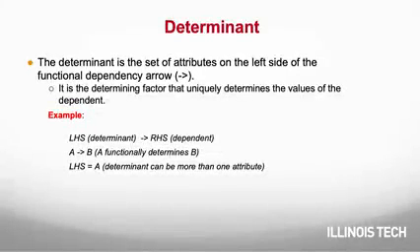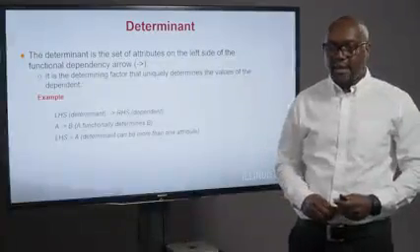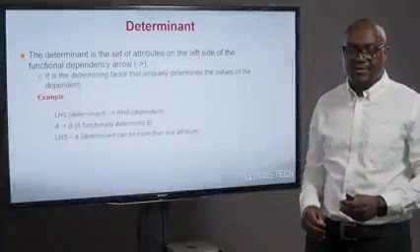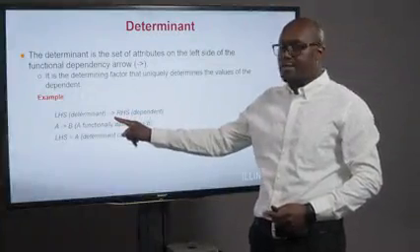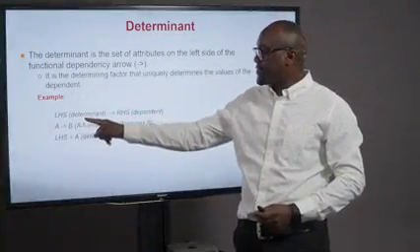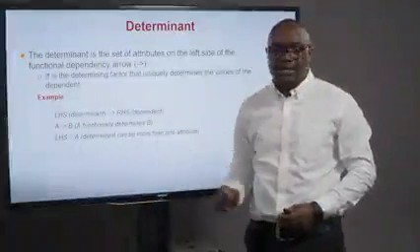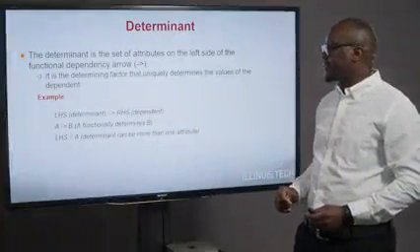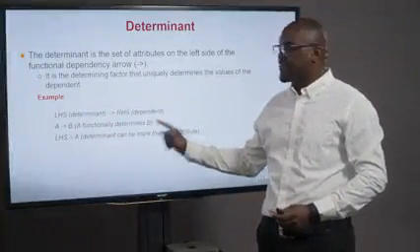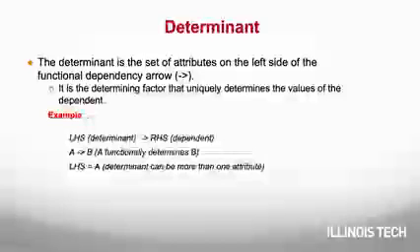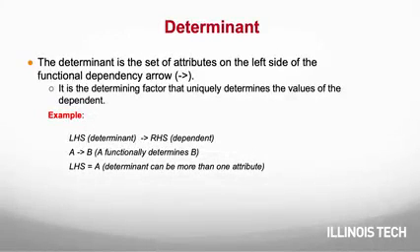Let's look at an example of a determinant. It appears on the left-hand side of the functional dependency arrow, and this is the arrow we're talking about. The left is right over here. So for any set of attributes, in this case we have only one attribute, A. A is pointing towards B, and we can literally say that A functionally determines B. That's how we write it out. We call it the determinant, which can also be more than one attribute.